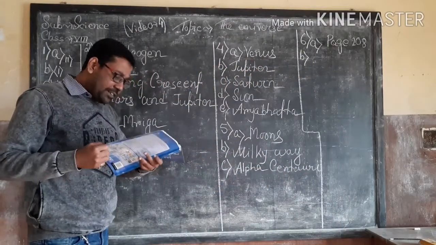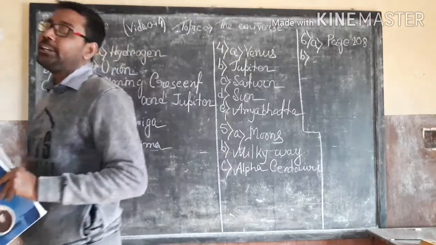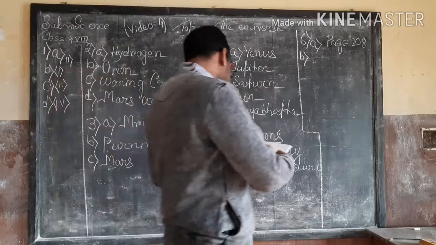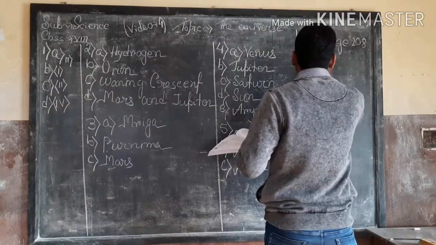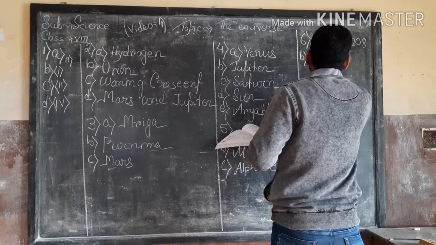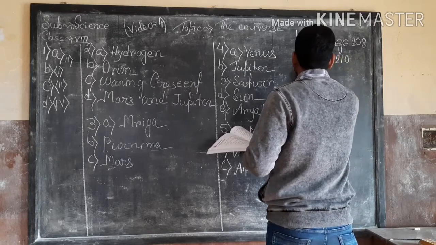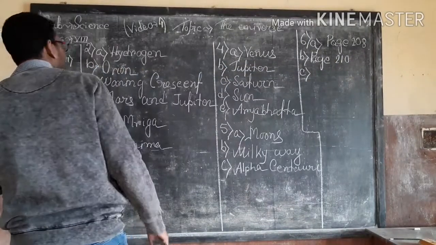B. What is the solar system? In our video, we already discussed the definition of the solar system, and the appropriate answer is present on page 210. C. What are comets?